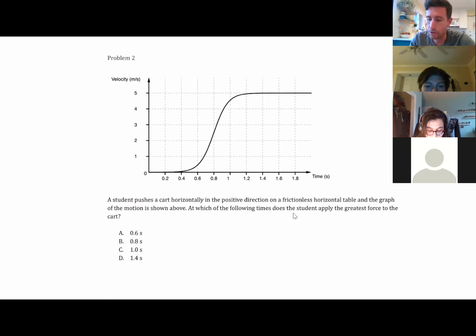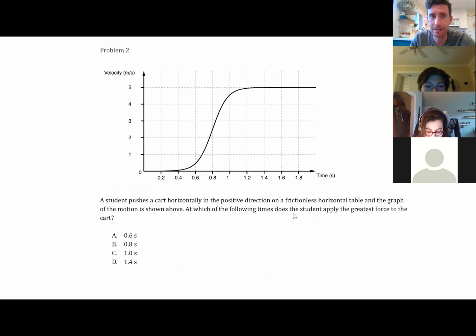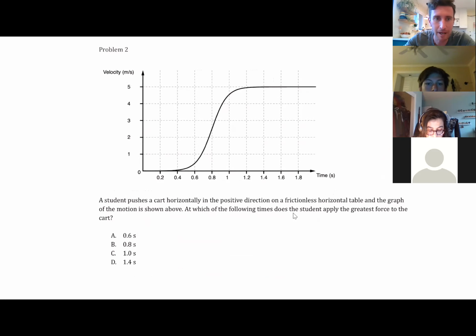For problem number 2, we again have a velocity versus time graph. Things just keep coming up, Mr. Williams. A student pushes a cart horizontally in the positive direction on a frictionless horizontal table, and the graph of the motion is shown above. At which of the following times does the student apply the greatest force to the cart? So a student's pushing it, applying the greatest force.